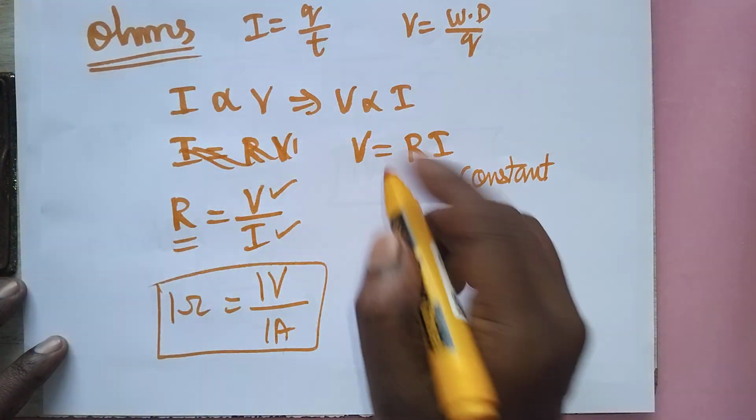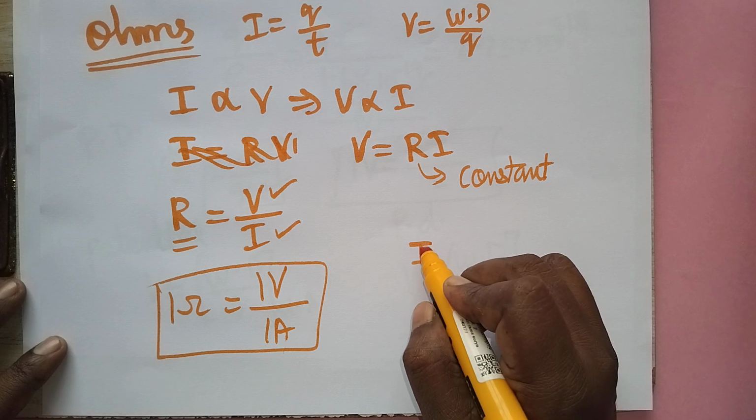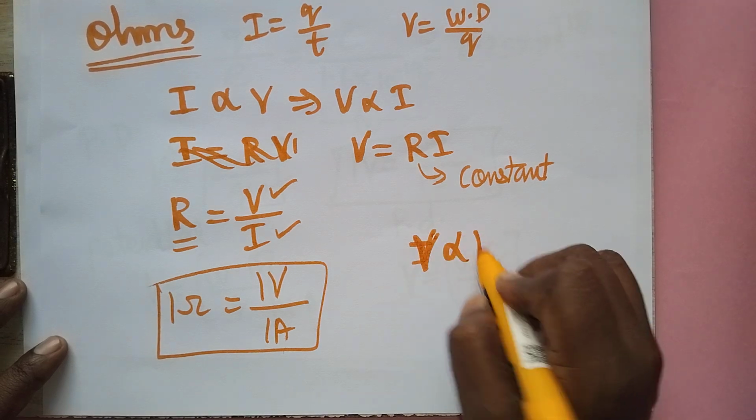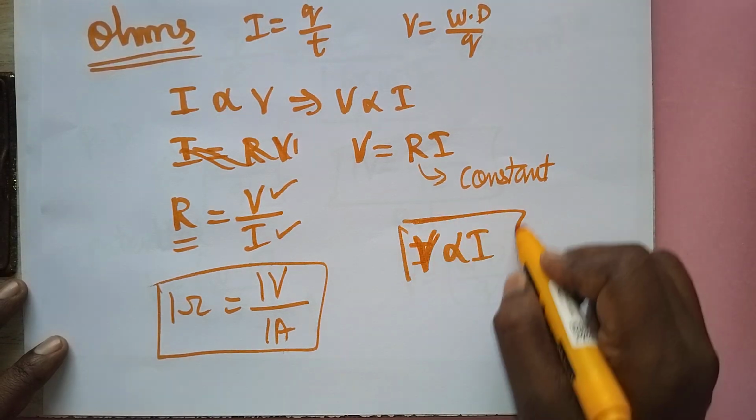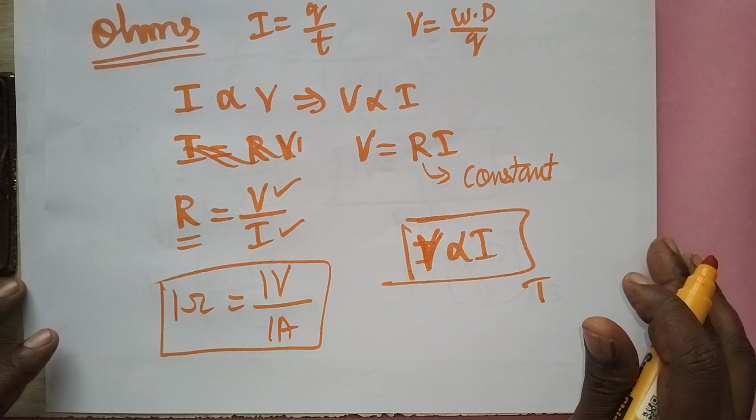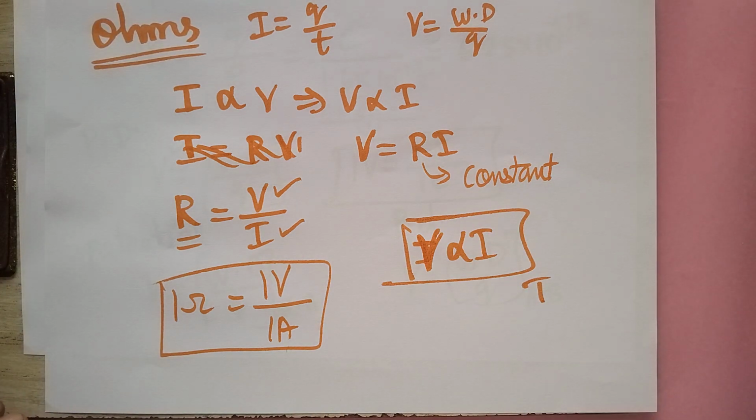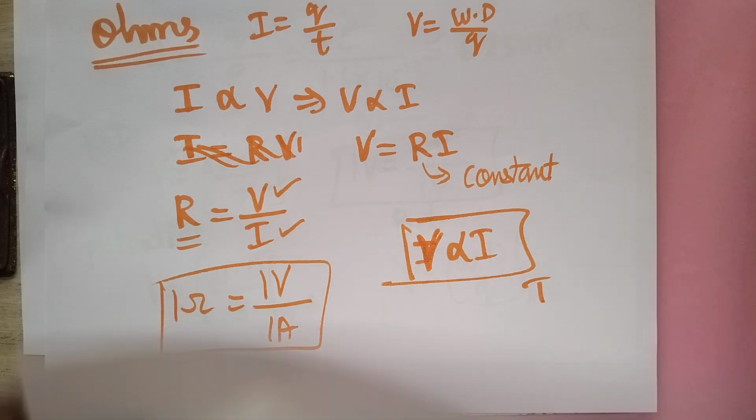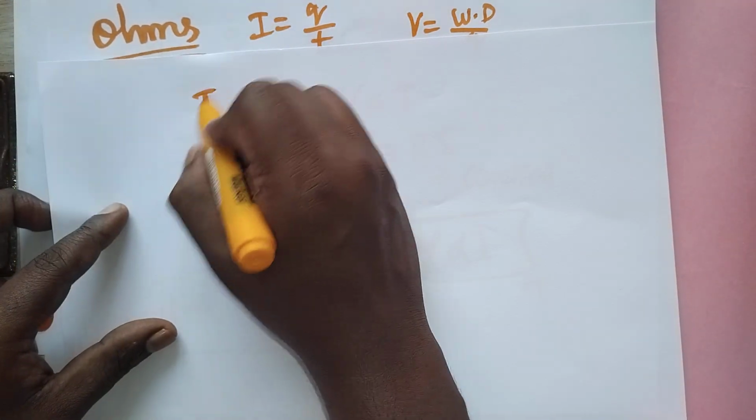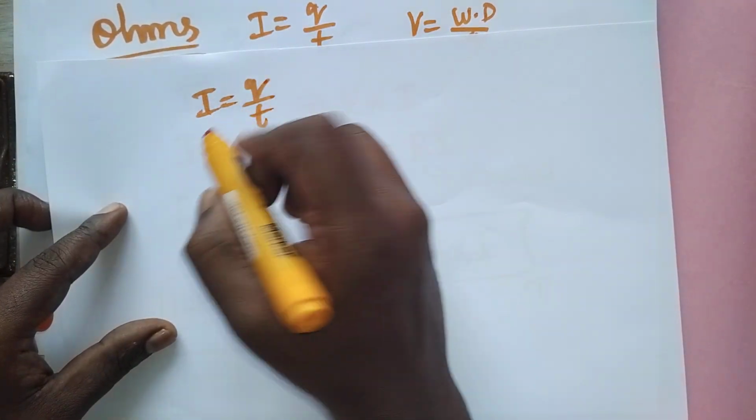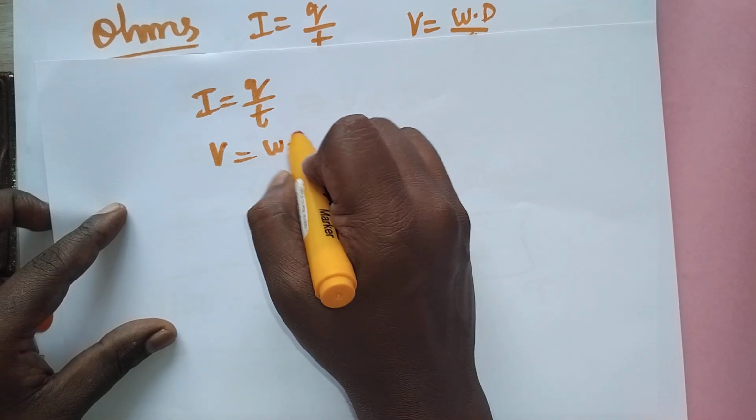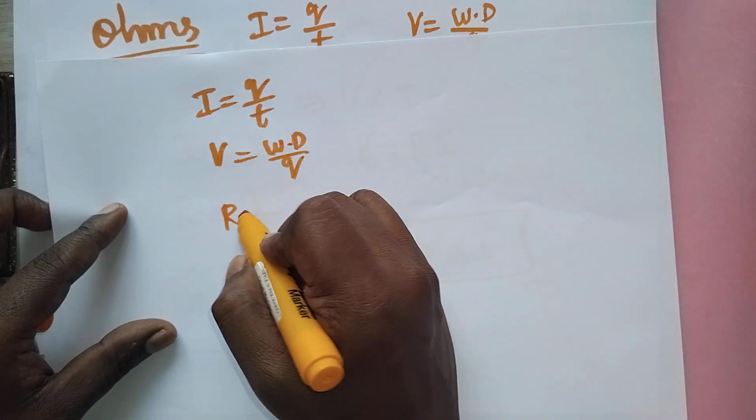State Ohm's law. Ohm's law: the applied potential difference is directly proportional to the flowing current at constant temperature. These are the three formulas, very important formulas. I will repeat the three formulas. Current is equal to charge by time, volt is equal to work done by charge, resistance is equal to V by I.